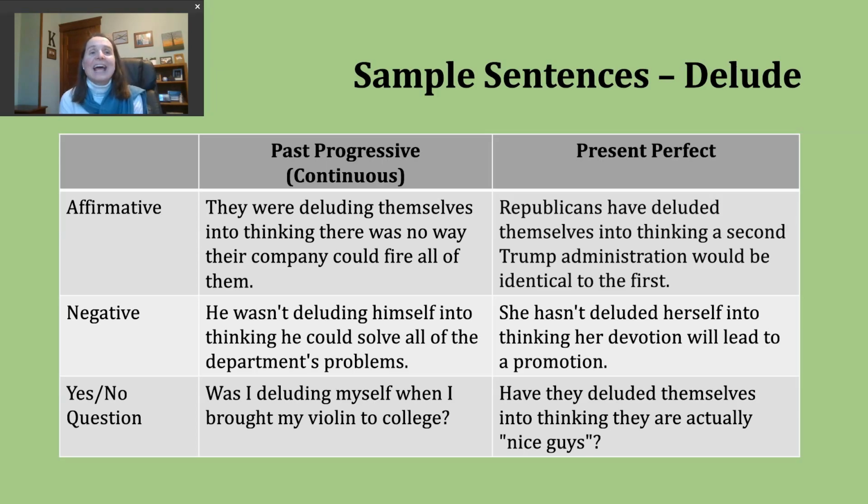Okay. And finally, let's look at making a yes or no question in the present perfect. To do this, you will see either have or has, whatever form matches that subject. The subject comes next, and then the participle form of the verb. Here's another example. Have they deluded themselves into thinking they are actually nice guys?